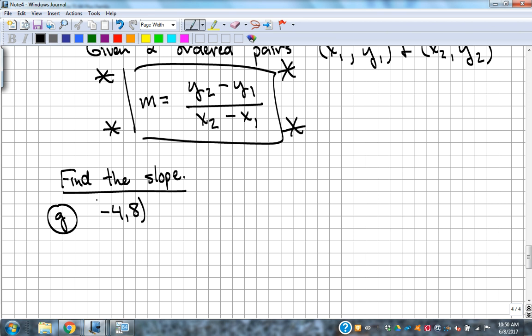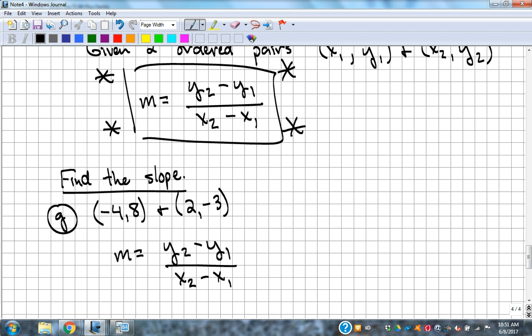-4, 8, and 2, -3. Those are our two ordered pairs. That's the given ordered pairs out of that. So what we're going to use is that slope formula. And if you'll write it as many times as I do today, you'll have it. You won't even have to look at it when you go to do your labs or your practice. I promise. All right.